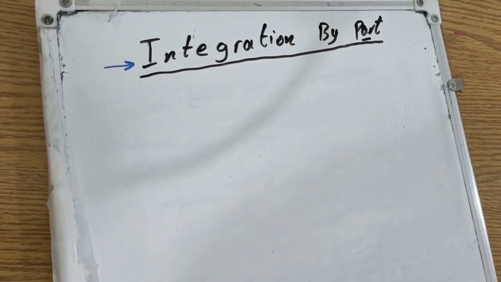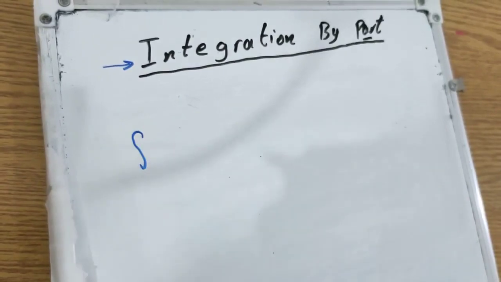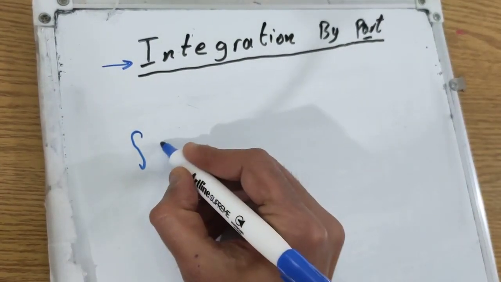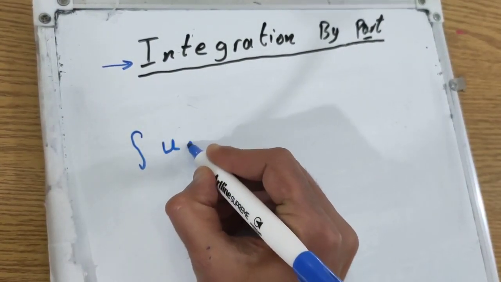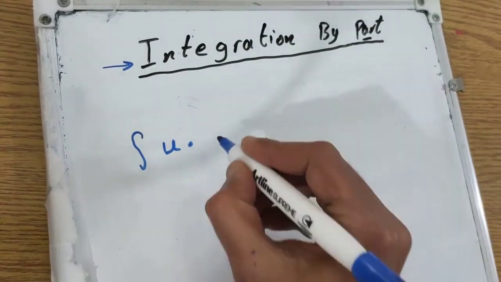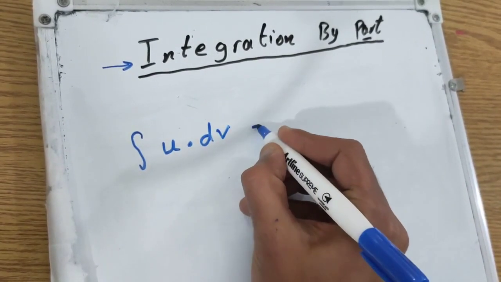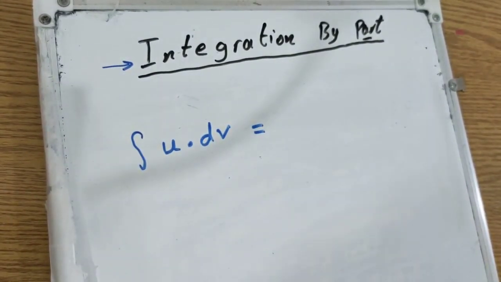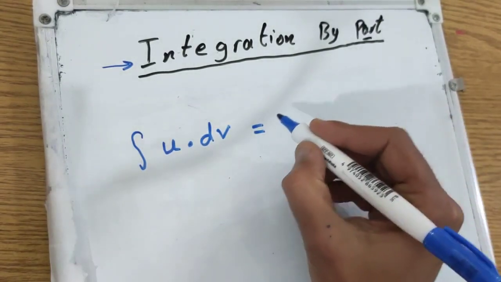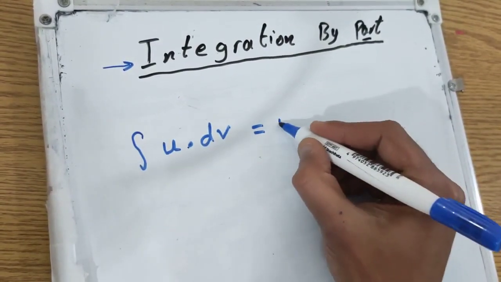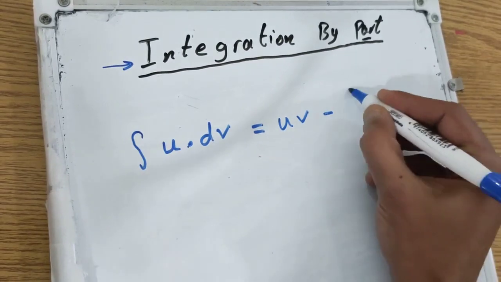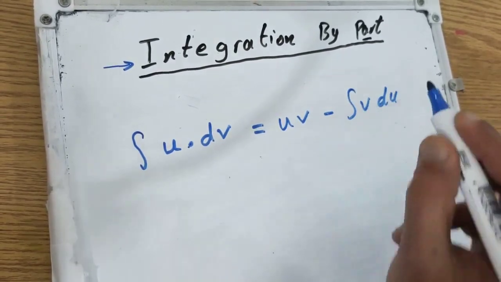The rule of integration by parts states that if we have the integral of a product of two functions, let's say that the first function is named u and the second function is named dv, the rule states that the integration of the product u times dv equals uv minus the integration of v du.